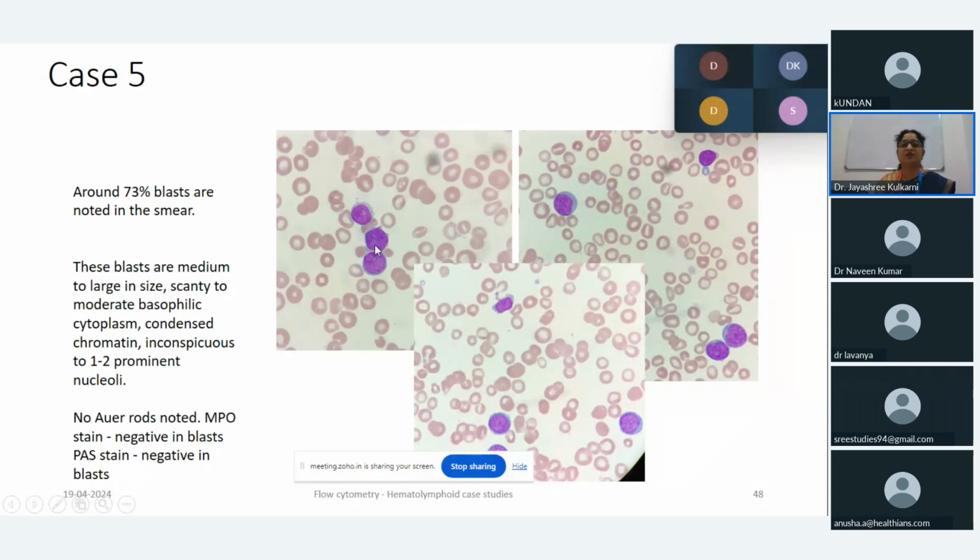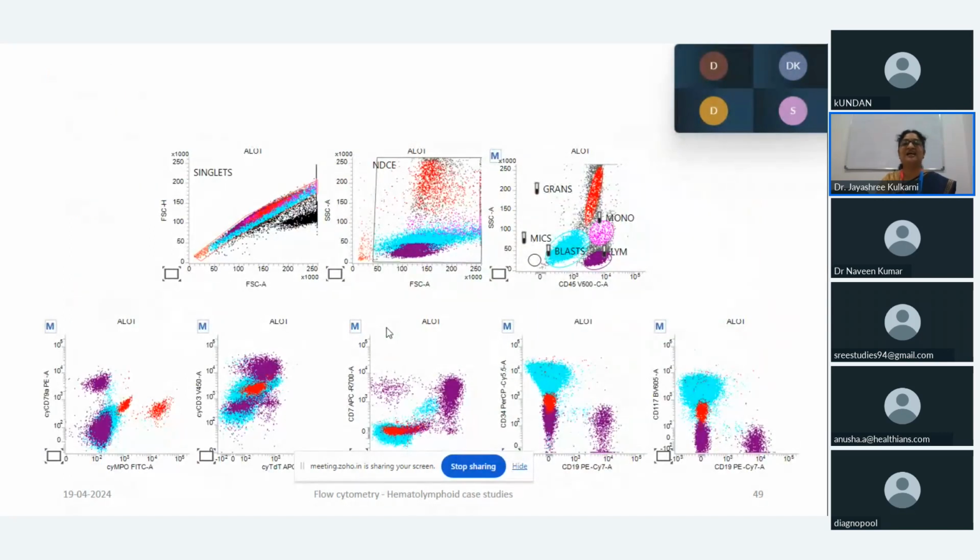Inconspicuous to some conspicuous nucleoli, no Auer rods there, MPO is negative, PAS is negative. So what are we looking at? Undifferentiated, like the first case. Why would I show you another undifferentiated case, right? So let us see. Now here, again, we have a very dim CD45, almost going to the negative. You see, this is 0, so it's almost touching the negative.